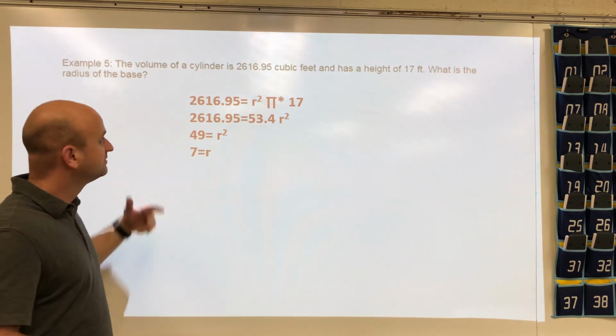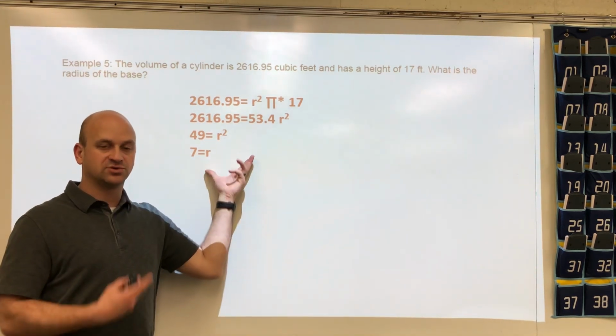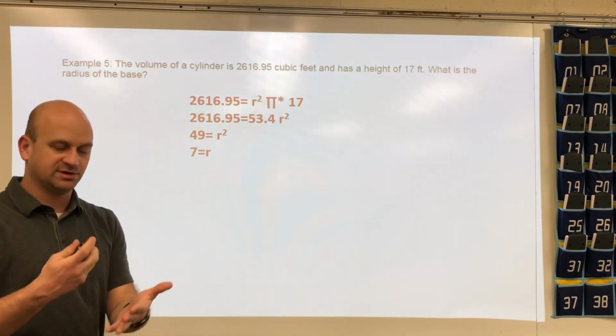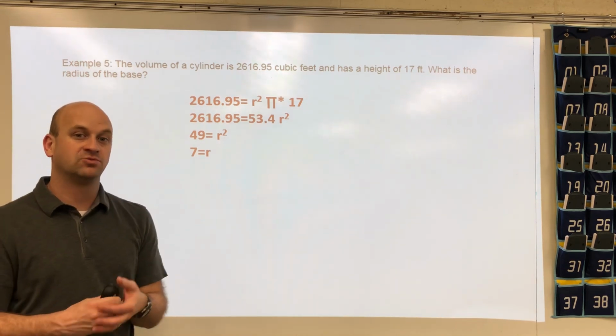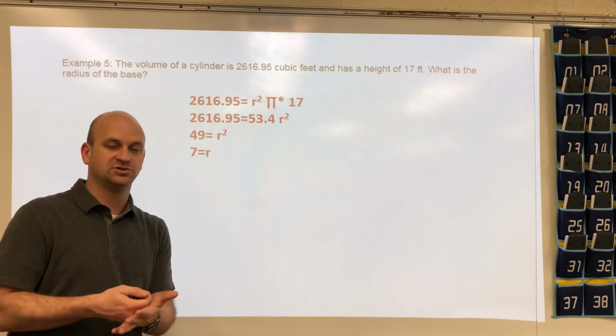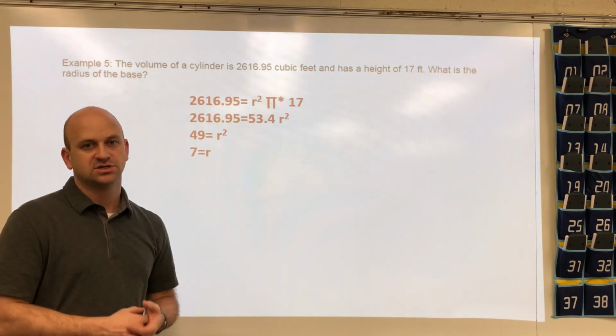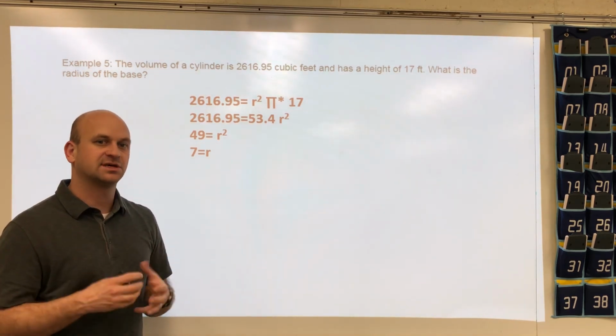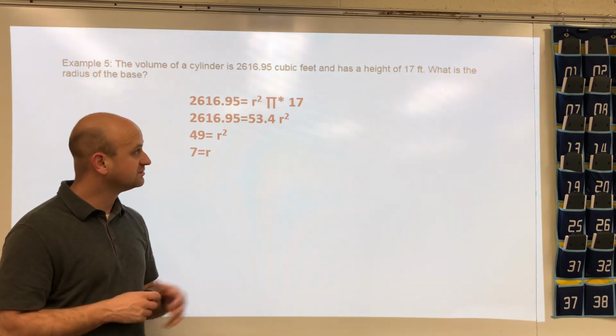So here you've seen now a problem where you find the radius, we've seen a problem where you have to find the height, and we've seen a problem where you have to find the volume when you're given a radius, and a problem finding the volume given a diameter. So those are the different types of problems you'll have for volumes of cylinders.